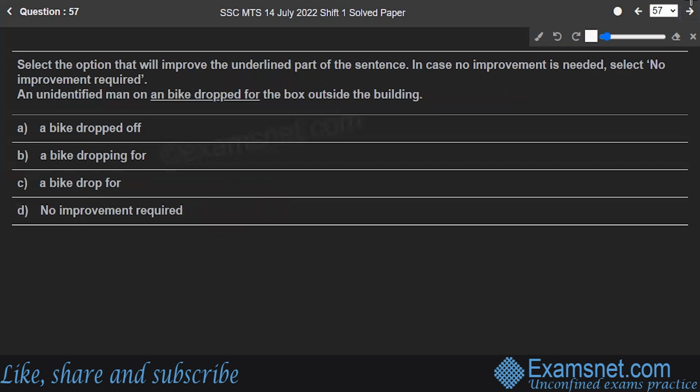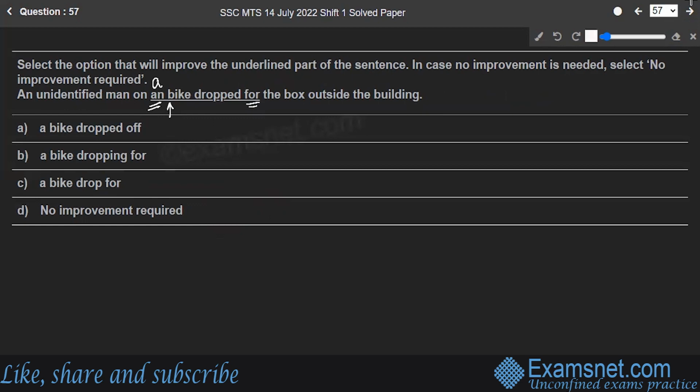Select the option which will improve the underlined part of the sentence. In case no improvement is needed, select no improvement required. So let's read the sentence. It says, an unidentified man on an bike dropped for the box outside the building. So an bike dropped is the part for which we are looking for a better option. When I was reading the sentence, you might have observed I stopped at an. Why? Because b is not a vowel. So this should be a very basic mistake. An unidentified man on a bike dropped for the box outside the building.